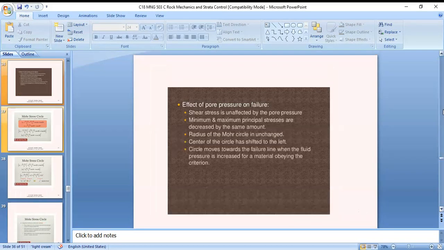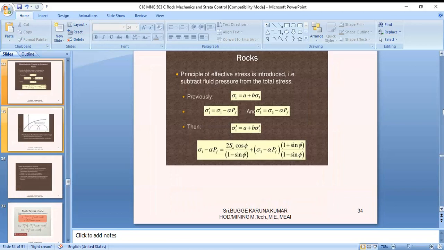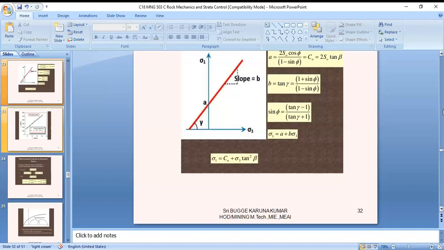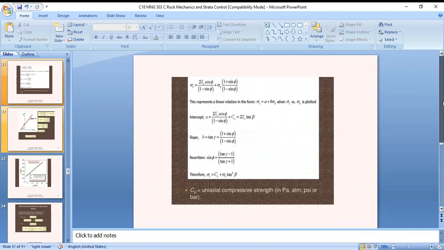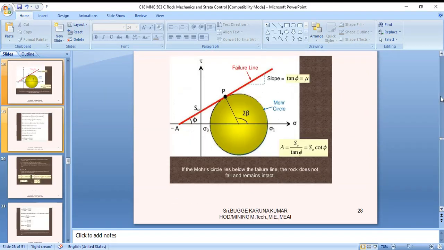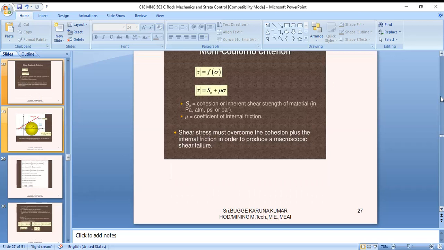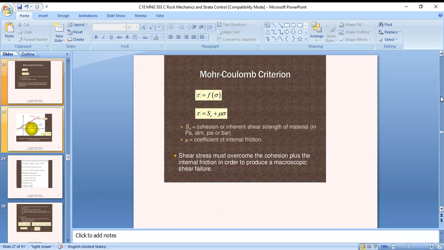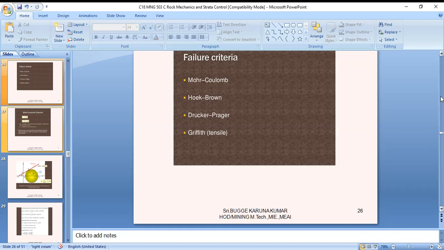Coming to the Mohr criteria and also the Coulomb criteria, these theories are helpful, particularly the Mohr circle theory, for failure by the Coulomb criteria. There is also the Griffith theory, which uses cracks, and that will be explained in the coming lectures. Hoek and Brown also specified failure theories, which I will explain in the coming class.